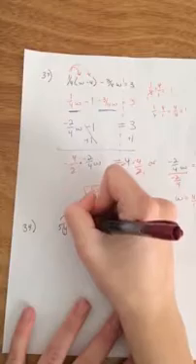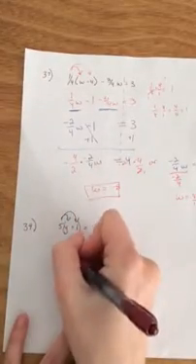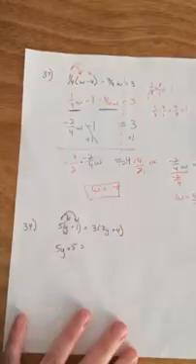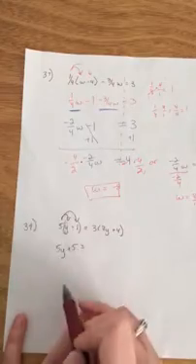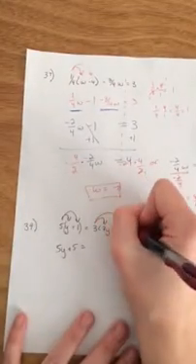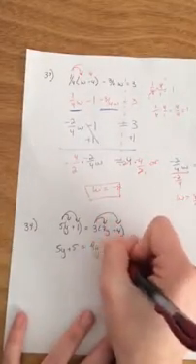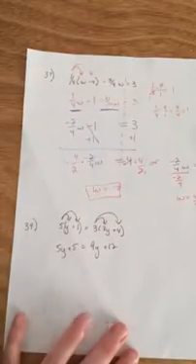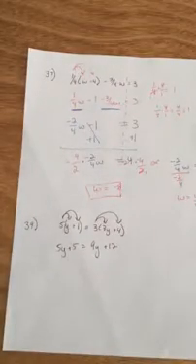So I distribute on this side. So I get 5y plus 5. Remember multiplication when I distribute. Equals, distribute on this side, 9y plus 12. And now it's a 2-step equation that we did on Friday.